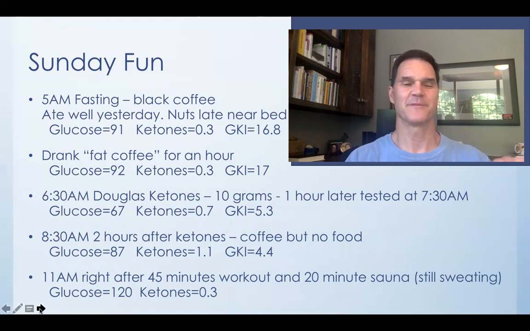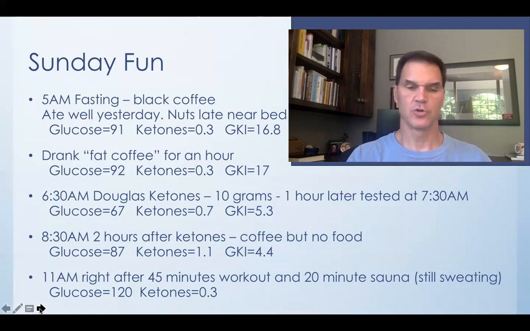But anyway, got up at 5 a.m. I checked my ketones. I'd had a cup of black coffee, but that's it. I'd eaten well Saturday, stayed on track. The only thing I did is ate a fair amount of nuts right before bed. But other than that, my diet was spot on for keto. My glucose was 91. My ketones are 0.3. Disappointing, right? I'd had a good day. I'd biked. I had stayed on track.